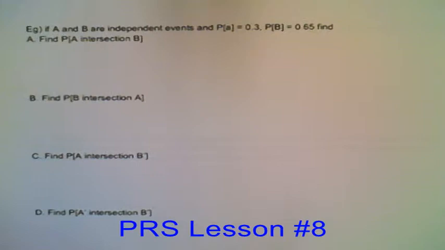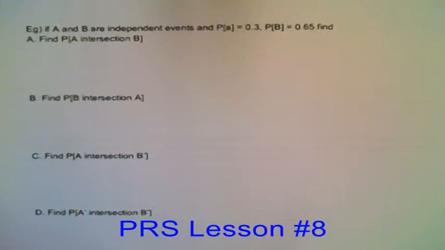If I look here, if A and B are independent events, P of A is 0.3, P of B is 0.65. Find P of A intersection B. It's an AND situation. So this is going to be P of A times, since they're independent, just P of B. So P of A times P of B is 0.3 times 0.65, which on the calculator is 0.195, and I would probably leave it at that. I could turn that into a fraction, 195 over 1,000.